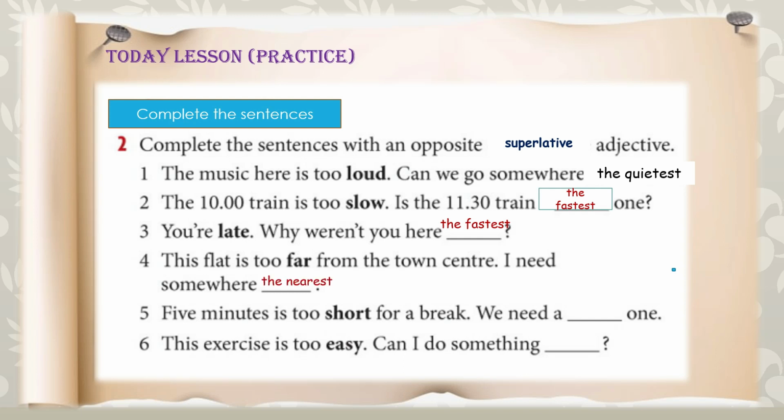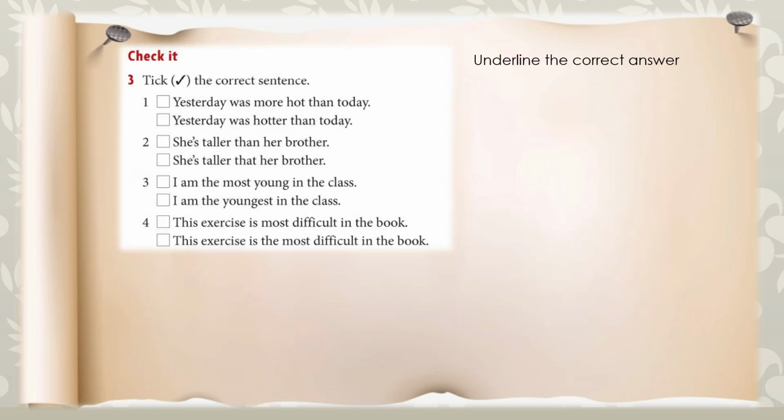Yes, the nearest. Number five, 5 minutes is too short for brains. We need, yes, the longest one. Number six, the exercise is too easy. Can we do something? Yes, the hardest. Okay, so now let's move on to the next.